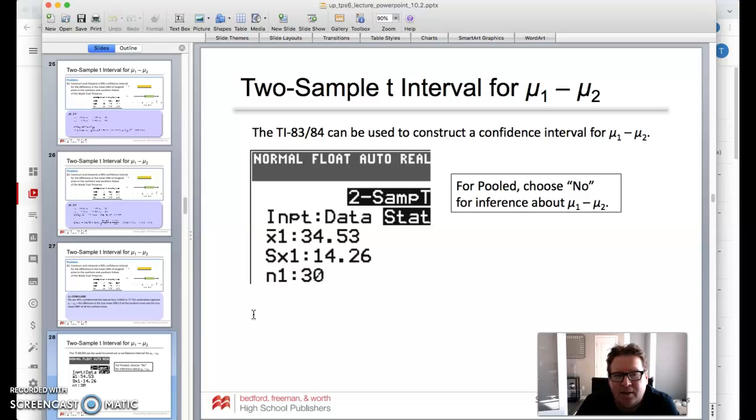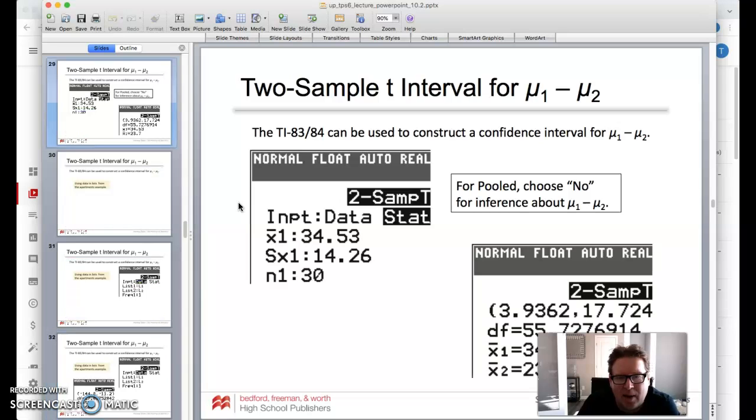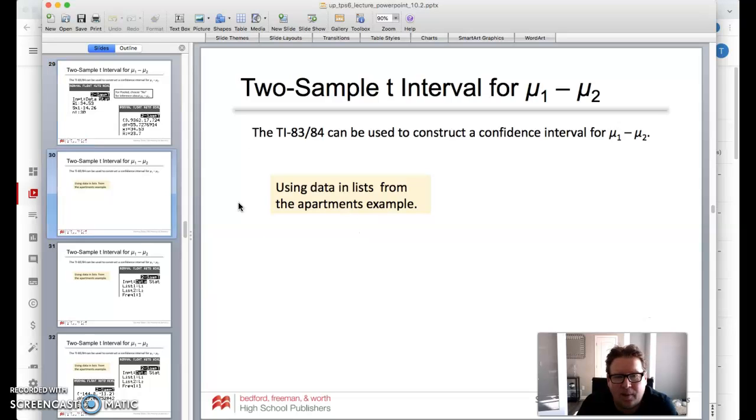Now, again, you can use this, and here are some screenshots. When it says for the pooled, choose no, and for the inference about the difference of those, as we're putting those things in, just a couple of screenshot reminders here. So again, you can see how we can get those pretty easily. Kind of nice when you just put those in and let the calculator do the work for you.